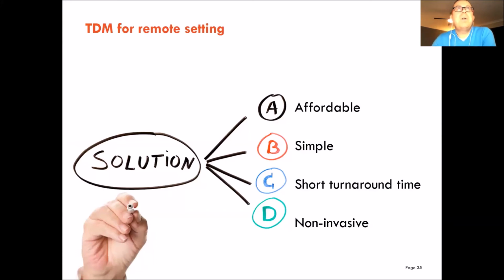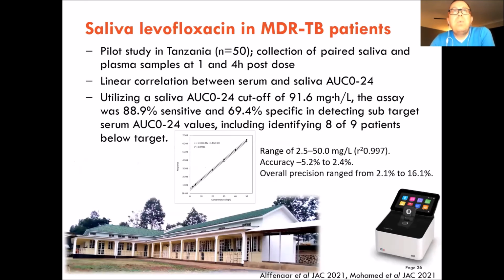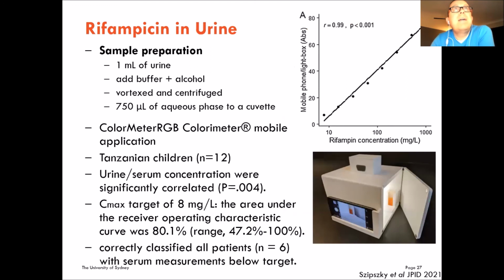And especially if we're talking about remote settings, in less resourced situations, it needs to be affordable, simple, and ideally short turnaround and non-invasive. So we developed a technique using oral fluids and this mobile nanophotometer. And with this technique, we were able to quantify levofloxacin concentrations in patients with MDR-TB, and were able to identify patients with low drug exposure.